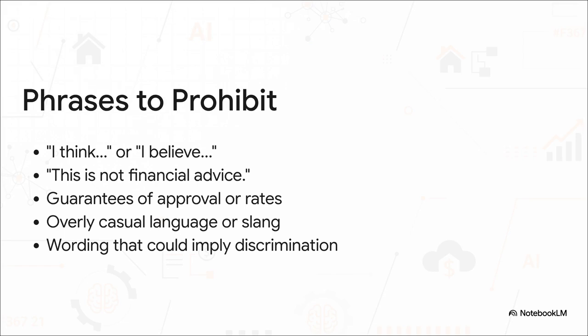Now, telling the AI what not to do is just as important as telling it what to do. You have to build your compliance guardrails right into its core instructions. For example, you want to prohibit phrases like, I think, that create uncertainty, ban casual language, and of course, any wording that could even imply discrimination or guarantee an outcome. This is proactive risk management baked right into the system.